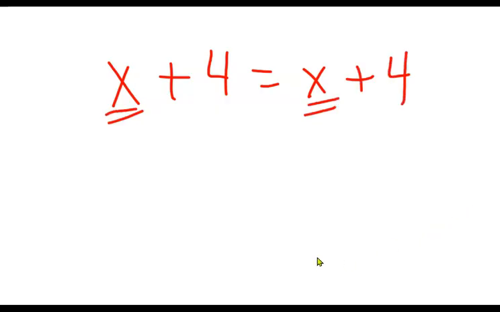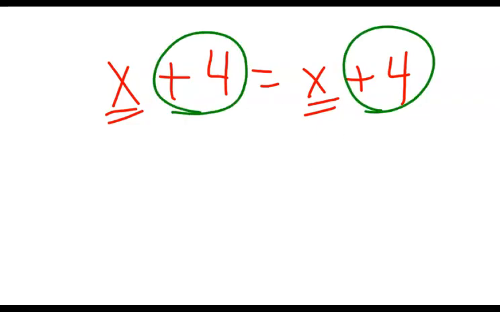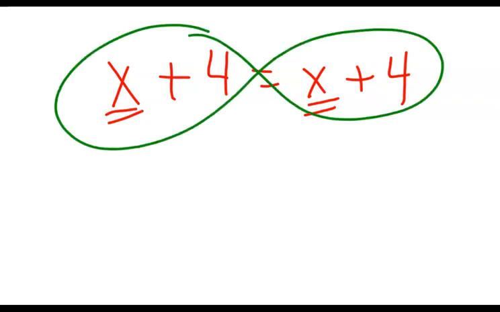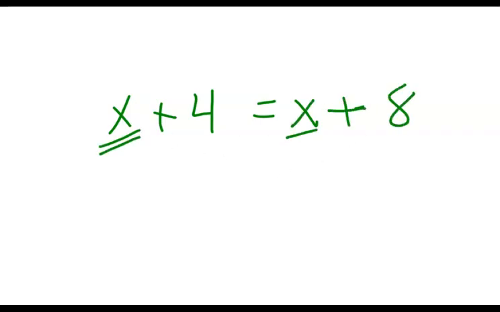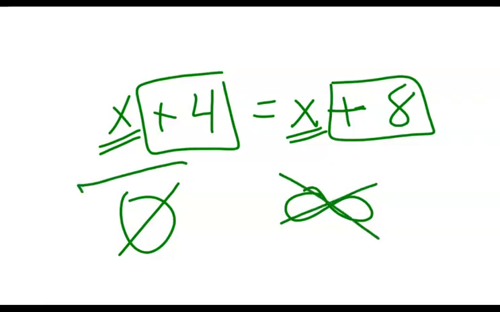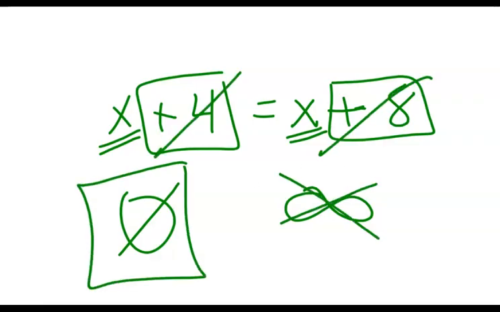So let's try another real quick. We have matching variable terms. So now we look at our constants. If the constants are a perfect match, then that means we have infinite solutions. You see how the left and the right side are a perfect match? If I had x plus 4 equals x plus 8, we have the matching variable terms, so one of these is the option. But since our constants are different, then there is no solution.